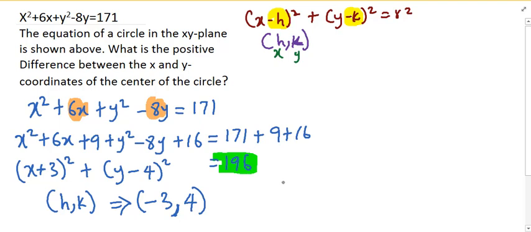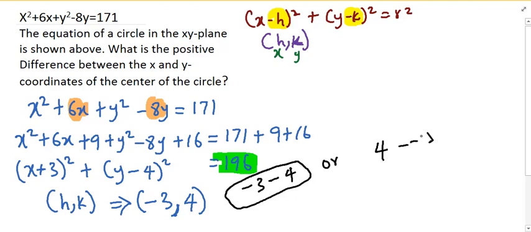The positive difference can be in two forms. It can either be minus 3 minus 4. Please don't forget that you're looking for a difference, not just any kind of number. So before you go and say minus 3 and plus 4, it can be in the form minus 3 minus 4, or it can be in this form, 4 minus minus 3.